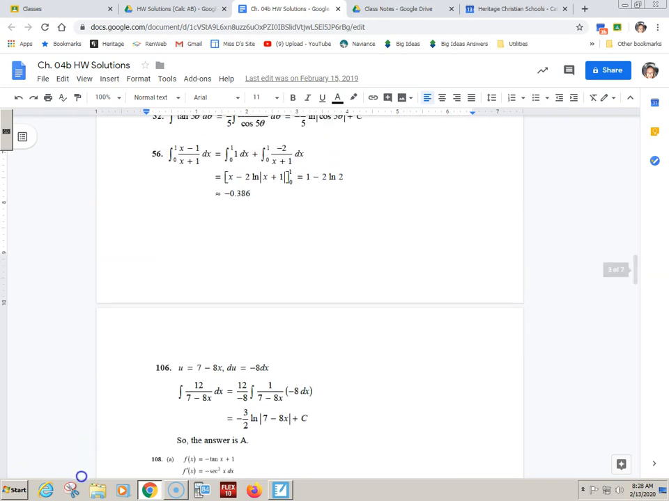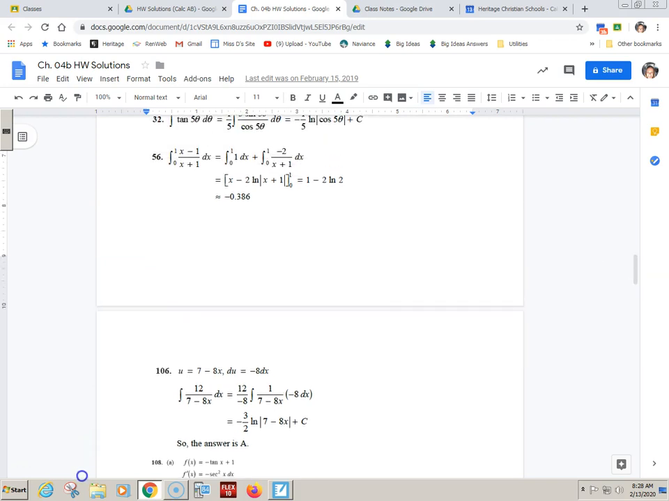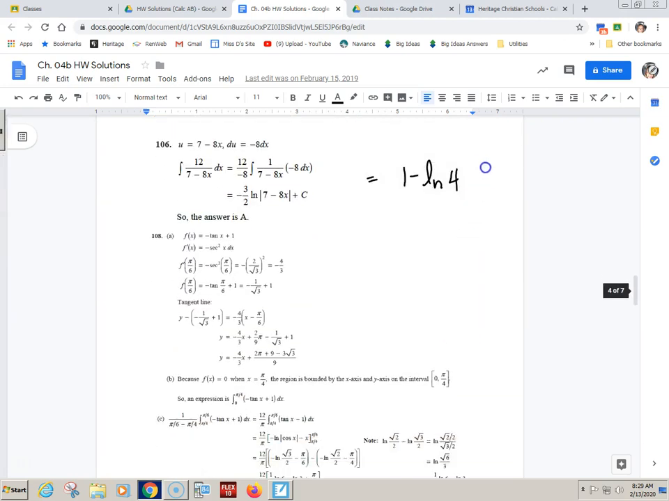106 is A. Number 56 is 1 minus 2 ln of 2. Oh my goodness, were you guys better than the answer key again? Yes. How would you have rewritten this? 1 minus ln 2. Got him.